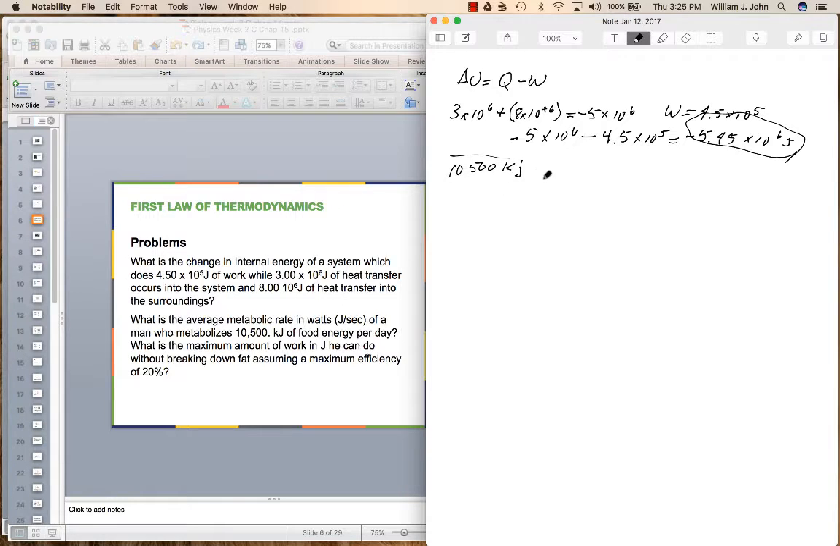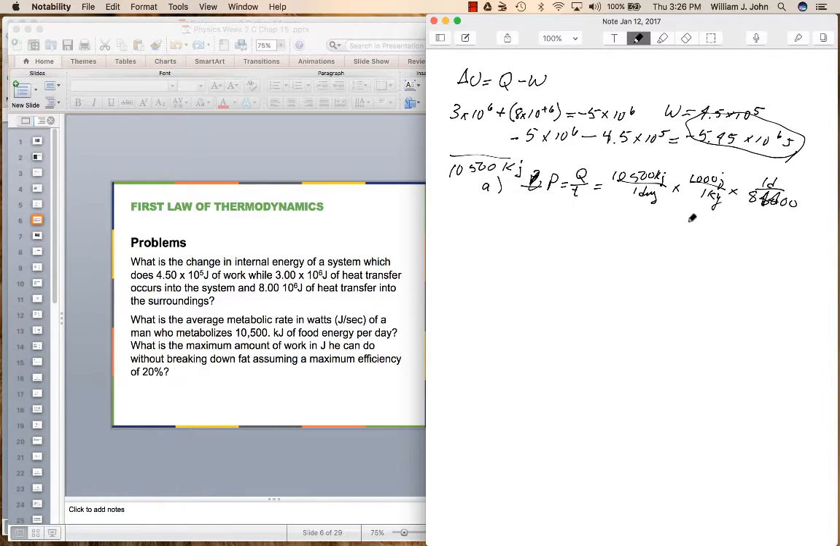So this first part, power is equal to heat divided by time, and so we have 10,500 kilojoules divided by 1 day, times 1,000 joules in a kilojoule, times 1 day has 86,400 seconds.